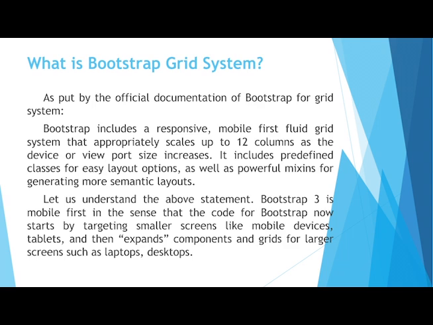What is the Bootstrap grid system? This is the official statement. Bootstrap includes a responsive, mobile-first fluid grid system that appropriately scales up to 12 columns as the device or viewport size increases. It includes predefined classes for easy layout options, as well as powerful mixins for generating more semantic layouts. To simplify that, Bootstrap 3 starts small, and with the use of a grid system, it can expand effortlessly to any screen size while keeping its proportions.